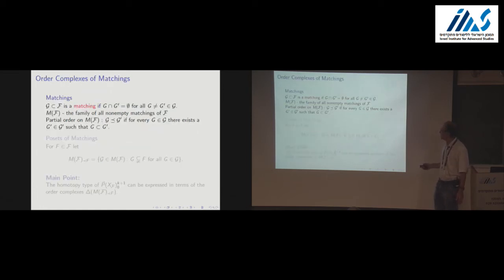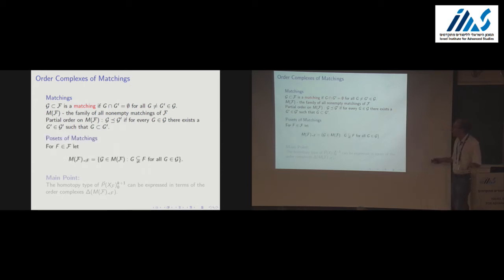Okay, so let's keep this in mind. We will also need order complexes of matchings. Suppose that we have this hypergraph, and a matching is just a sub-collection of sets such that they are pairwise disjoint. Let M of F denote the set of all non-empty matchings of F. Again, we can partially order them by refinement. One matching is less than another matching if every set of the first matching is contained in some set of the second matching.